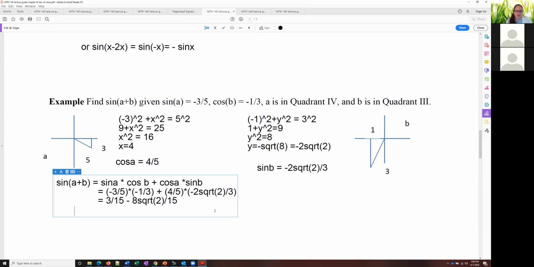There's different ways that we could write our answer. I'm going to write it as 3 minus 8 square root of 2 over 15. Is that okay with everybody? Any questions on that one?